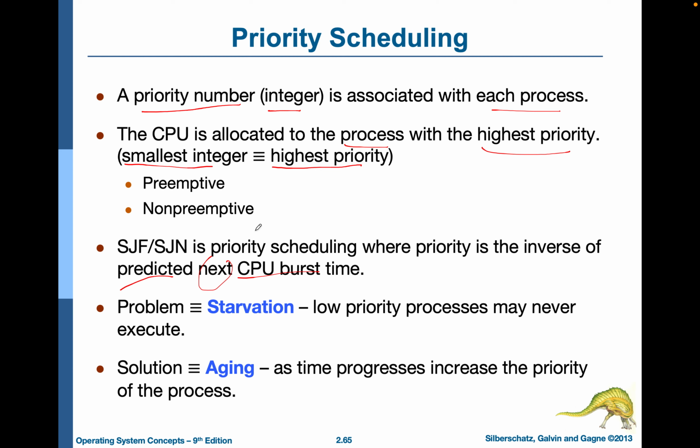So the problem is also equivalent to starvation, which is that a low priority process may never execute. That's why the solution is later on you're going to have the aging. For the aging, as time progresses, you increase the priority of the process.